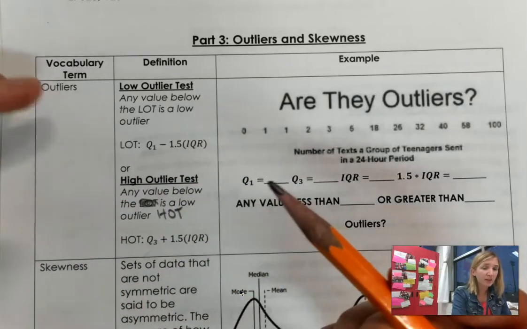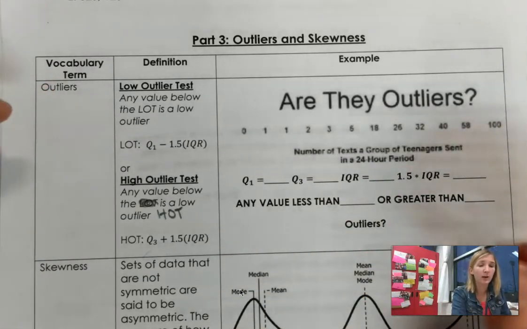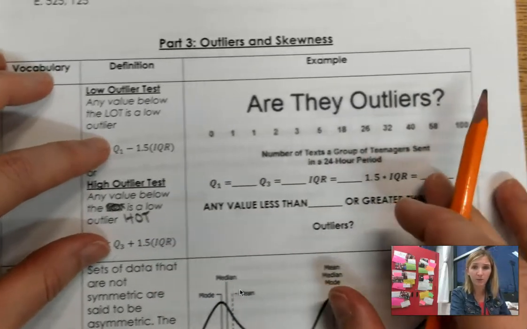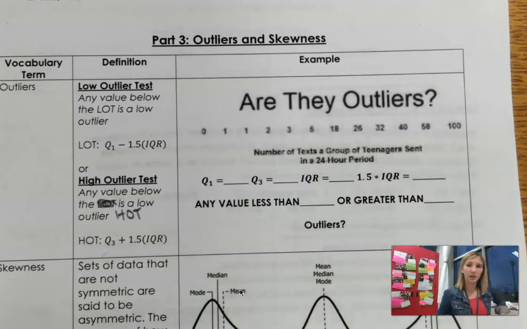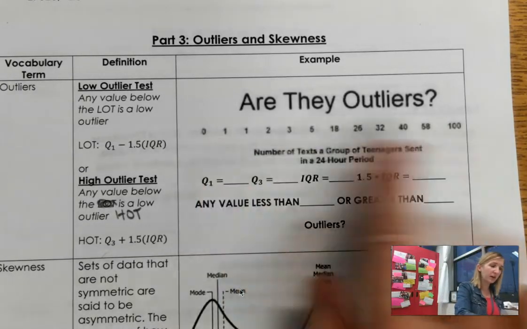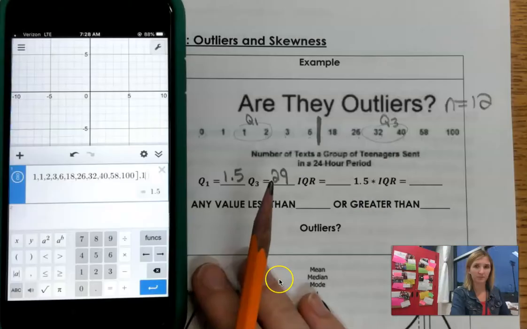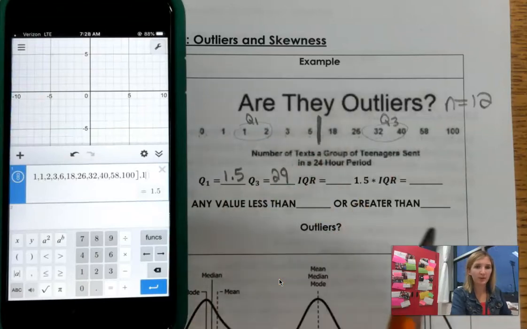So it looks like the main thing that we need to know from the data set is what's the Q1 and the Q3. If I know my Q1 and my Q3, I can calculate my IQR. All right, so looking at this, I want you to take a second and use your Desmos app to find the first quartile and the third quartile for this data set. All right, I hope you got 1.5 for Q1 and 29 for Q3.